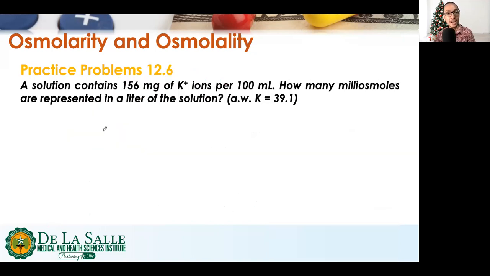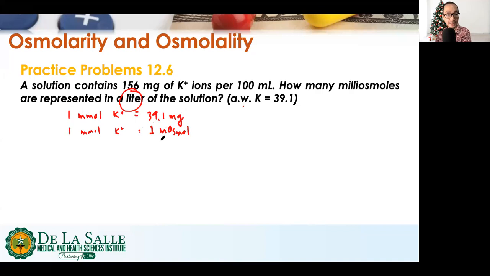Alright, so moving on. A solution contains 156 milligrams of potassium ions per 100 milliliters. How many milliosmoles are represented in a liter of the solution? We have the atomic weight. So 1 millimole of potassium has a weight equal to 39.1 milligrams. This is from the atomic weight of potassium. Now, 1 millimole of potassium has an equivalent of 1 milliosmol.